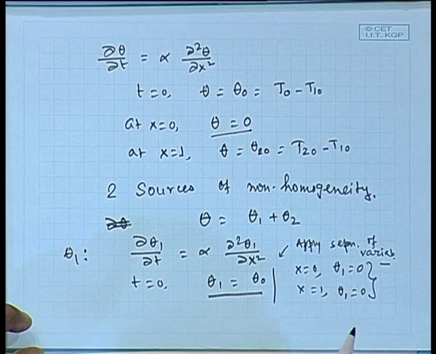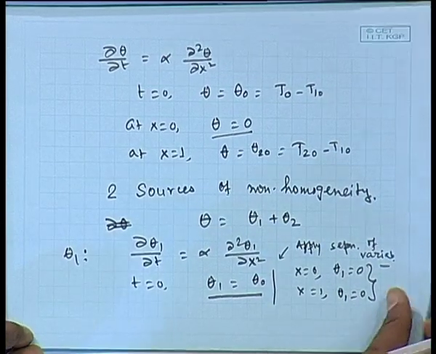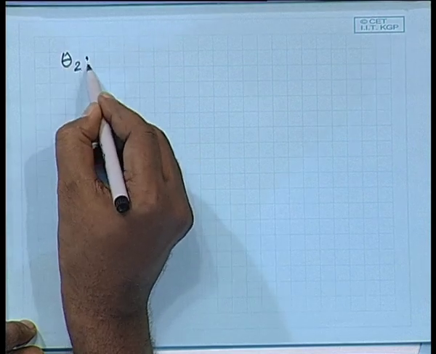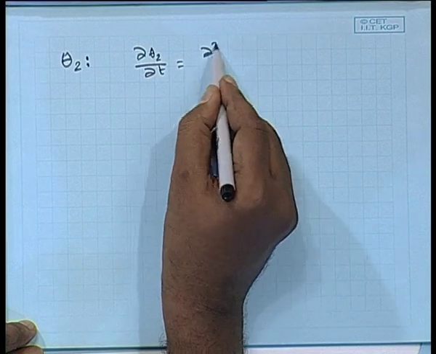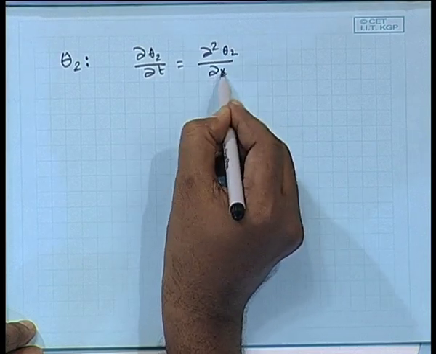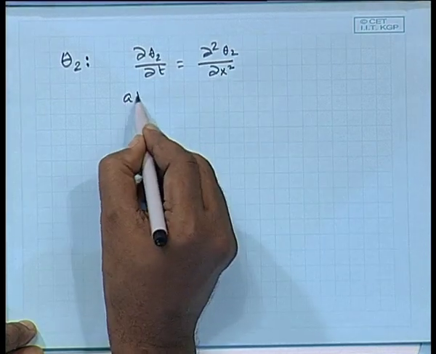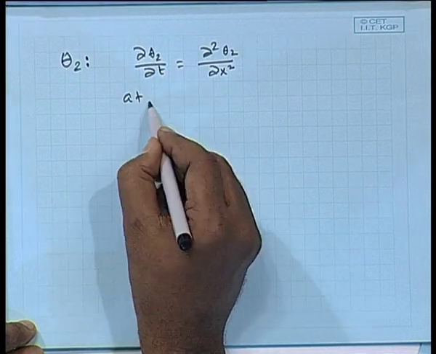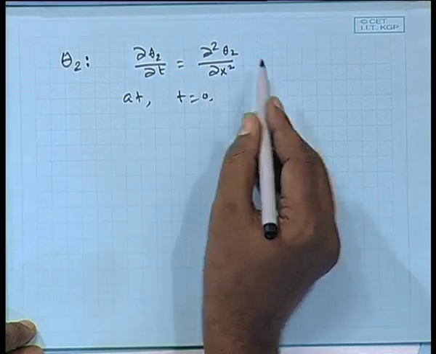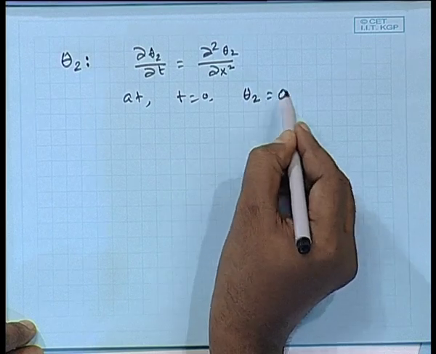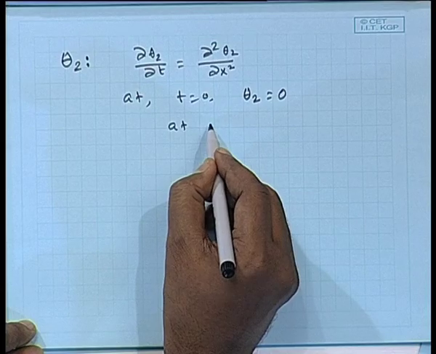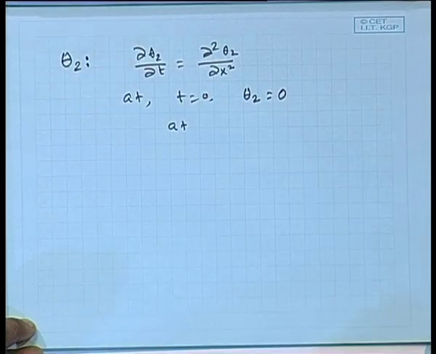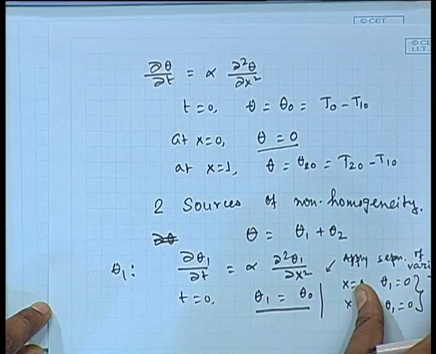Okay. For the other part, theta 2, it will be del theta 2 del t is equal to alpha del square theta 2 del x square. We force the initial condition to go off this time: at t equal to 0, theta 2 is equal to 0. Alpha will be there, fine.